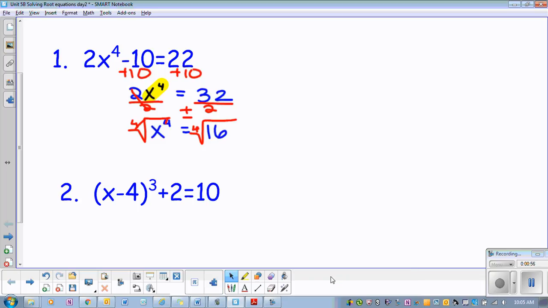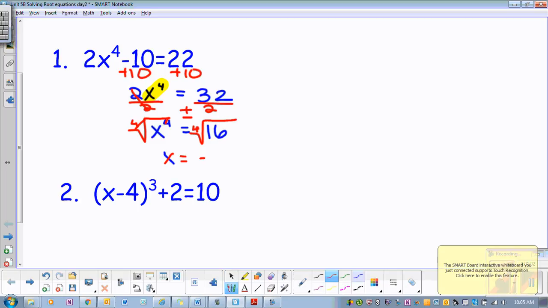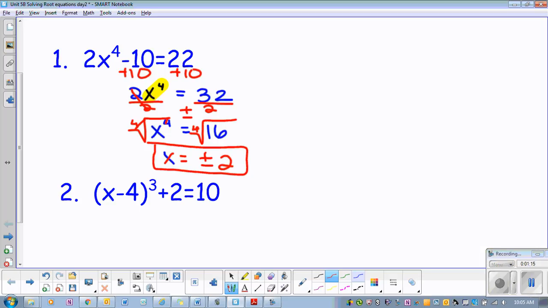So then, x equals plus or minus 2. Good. And like I said, with these power equations, you're checking to make sure that your answer is right, because they'll always work, right? All right, let's look at number 2.